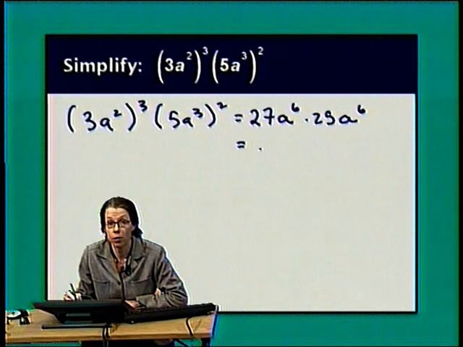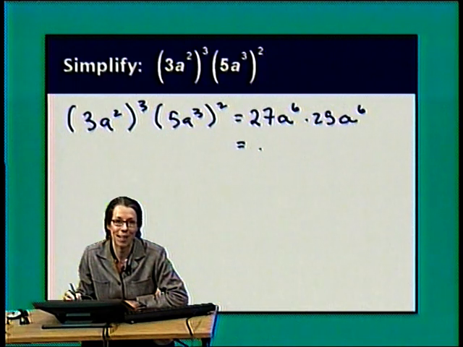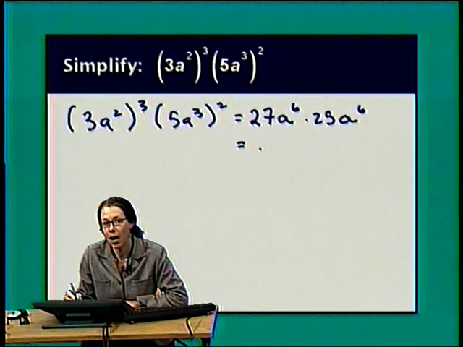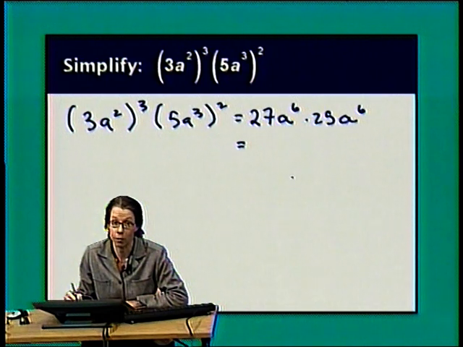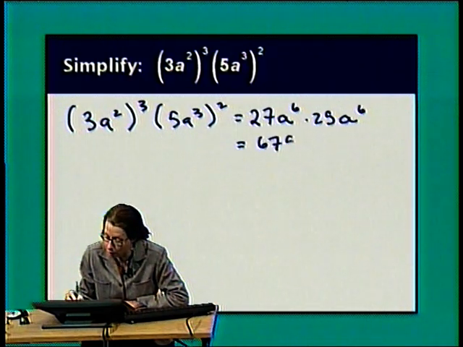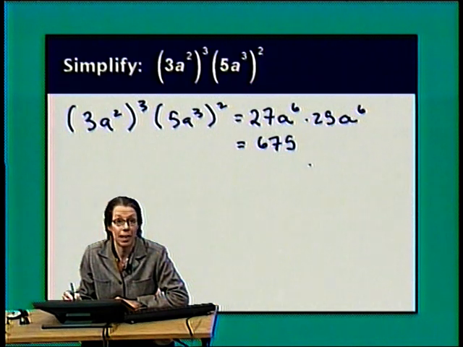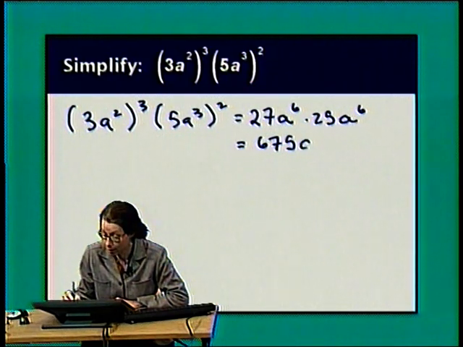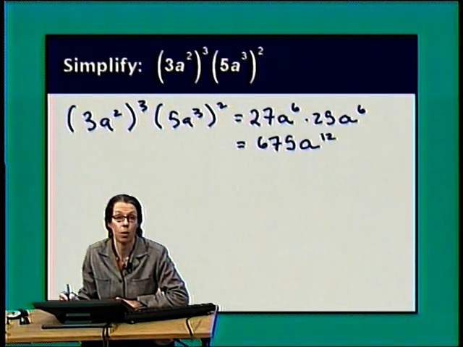Multiplying the constant factors here, 27 times 25, think about this a little bit. 25 times 25, that's 25 squared, that's 625. And I have 2 more factors of 25 I need to consider. That's going to give me 50, so I'm going to have 675. And then a to the 6th times a to the 6th. In that situation, I add the exponents, and I get a to the 12th.